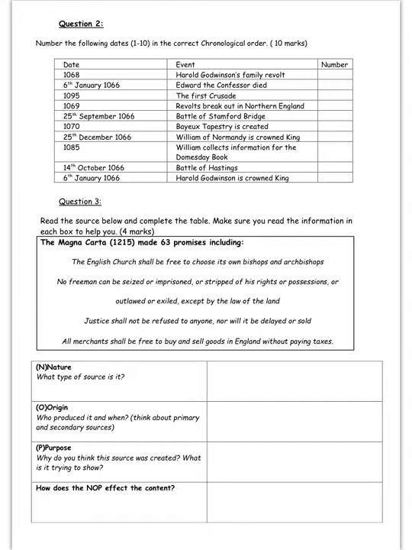Question 3, nature, origin and purpose. We're now not focusing on what you know about the Magna Carta, we're focusing on the source. So here is the source. Nature, what kind of source is it? Is it a diary? Is it a photograph? Is it a chair? Is it a pencil? What is this source? Origin, who produced it and when? Think about primary and secondary sources, but that's not the answer. Who produced it and when?